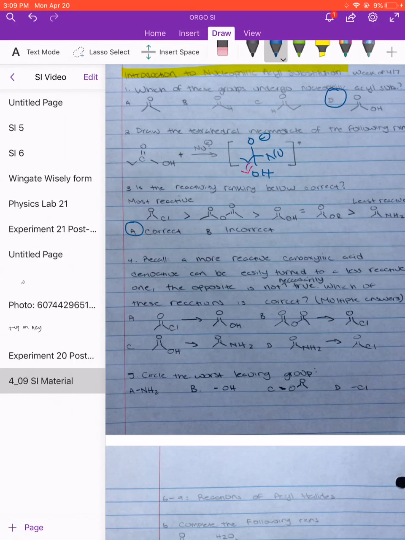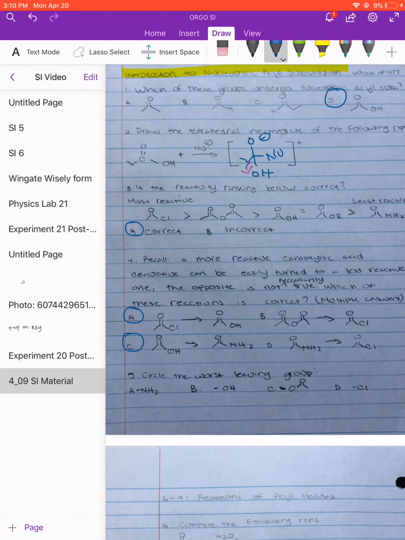So question number 4. Which of these reactions is correct? So we know that a more reactive carboxylic acid derivative can be turned to a less reactive carboxylic acid derivative relatively easily, though the opposite is not necessarily true. So, based on that, we know that acid chloride can form carboxylic acid. We know that carboxylic acid can form an amide. We know that an anhydride cannot form an acid chloride, and we know that an amide cannot form an acid chloride.